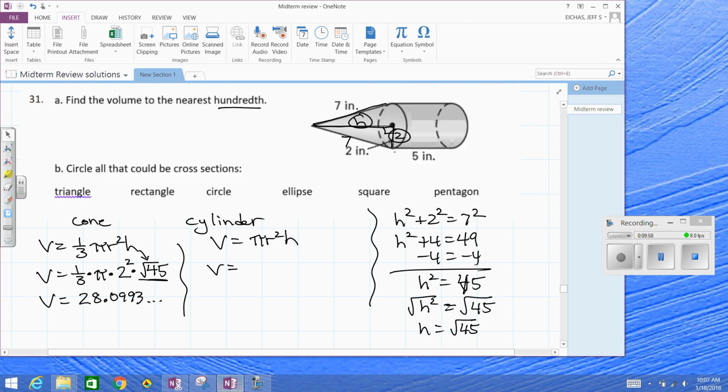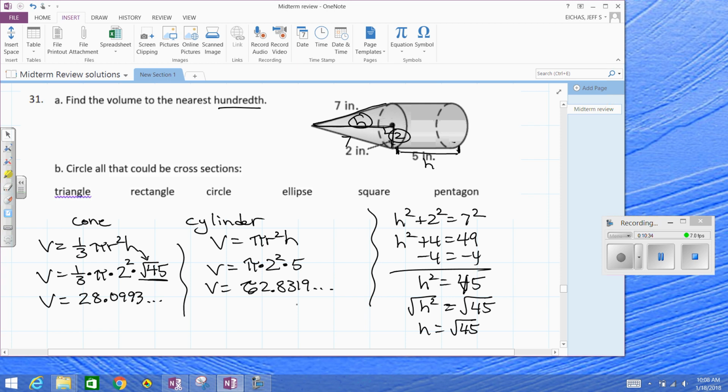But the height of the cylinder, new problem, is actually 5. Now that doesn't look like the height, but really what the height is, is the perpendicular distance between the bases of that cylinder. So believe it or not, the height for the cylinder is actually 5. The radius stayed the same, so this is all we've got to do. Again, we'll let the calculator do this work. And 62.8319 is what it looks like.